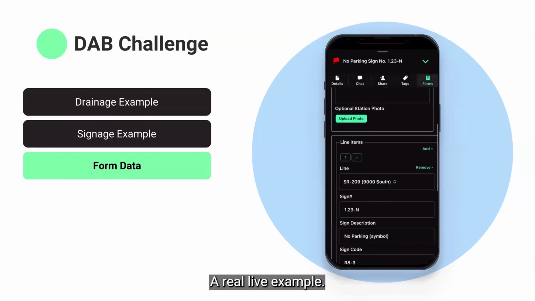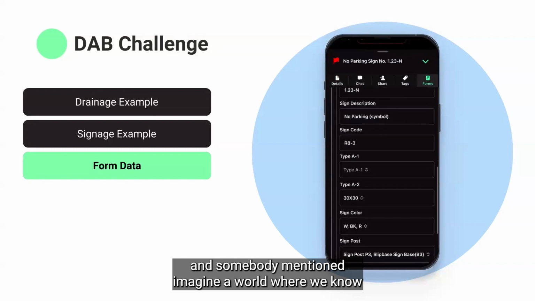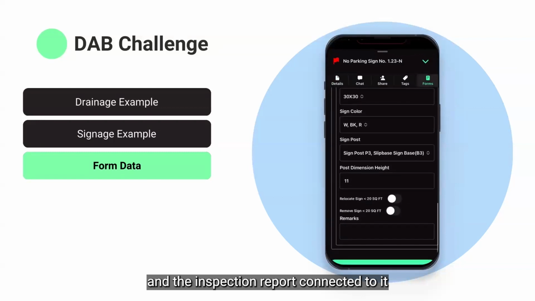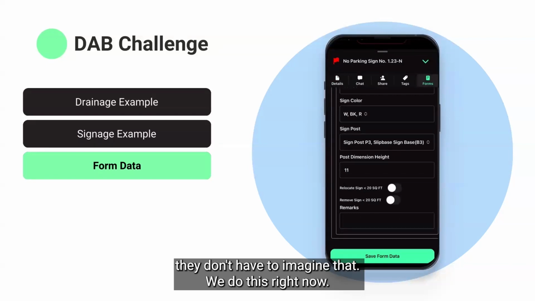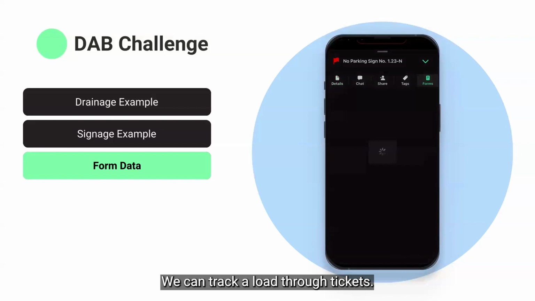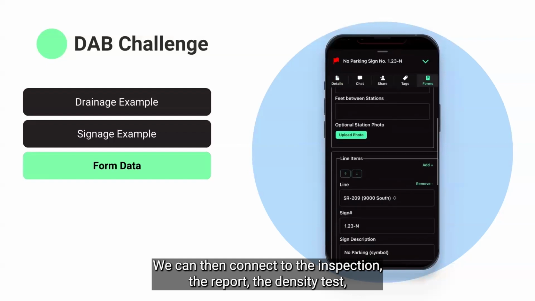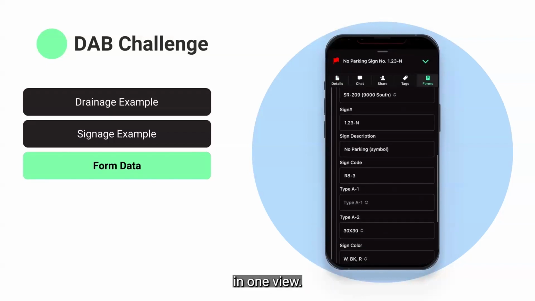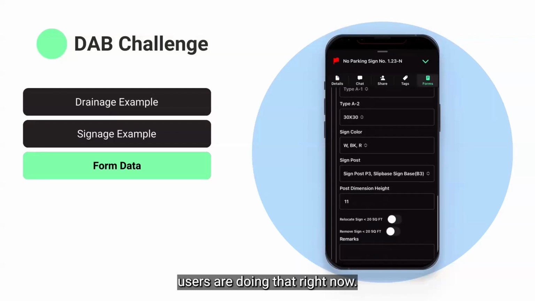A real live example, I was watching some of the DOT endorsement videos, and somebody mentioned, imagine a world where we know the exact location of an asphalt load and the inspection report connected to it. For OnStation users that are set up for that, they don't have to imagine that. We do this right now. We can track a load through tickets. We can place those into our portal. We can then connect the inspection, the report, the density test, the core test at that location. We sync all that up in one view. A lot of it happens behind the scenes, and OnStation users are doing that right now.